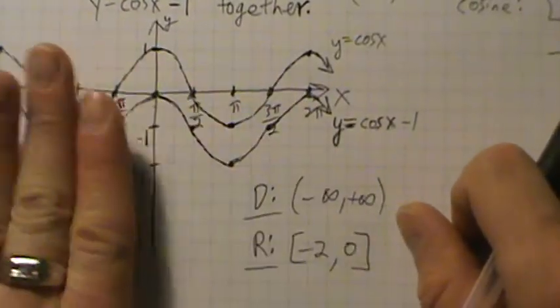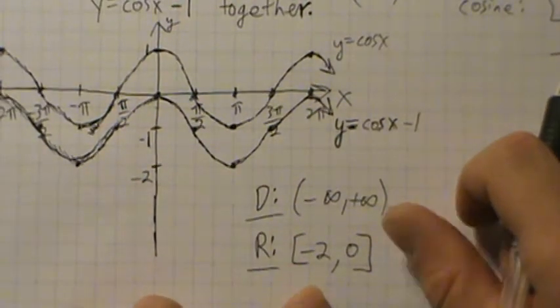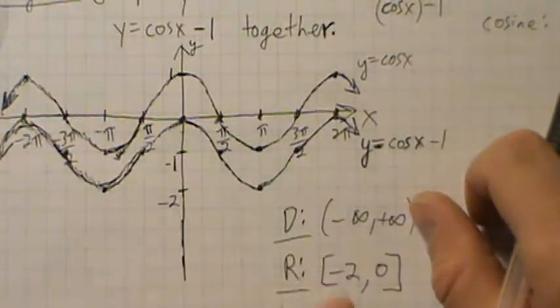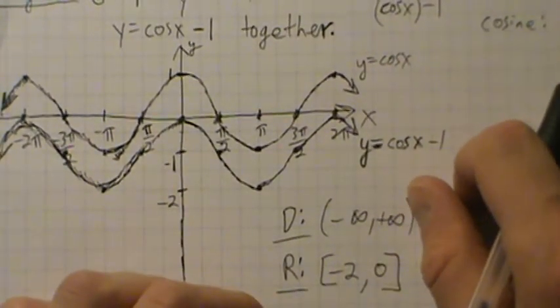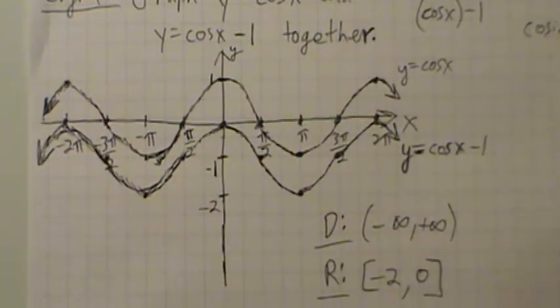So again, the domain stayed the same, nothing happened with that because it's all real numbers anyway. And the range did change because we had a vertical shift. If you play with things vertically, then that's going to change the range. So that's just example 1 with a simple transformation and how it affects the domain and range.